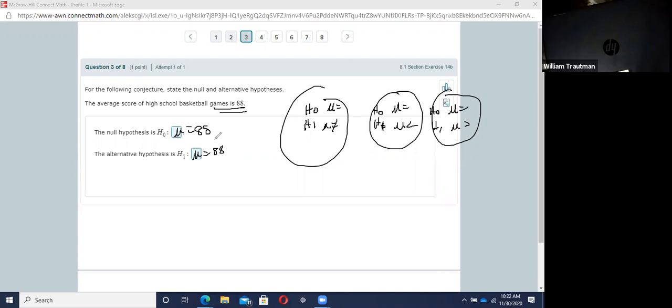State the null and alternative. Well, the null is the average game is 88. So the alternative hypothesis is the average is not 88 because it doesn't say less than or greater than.